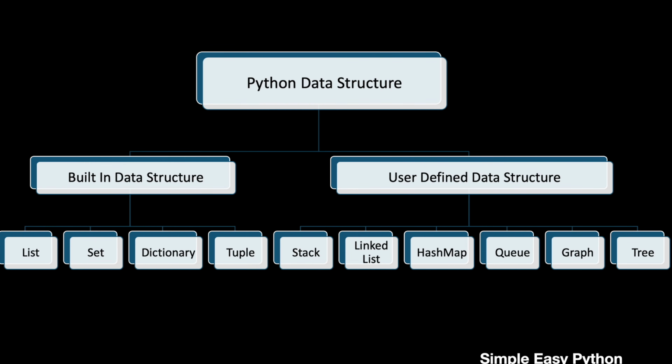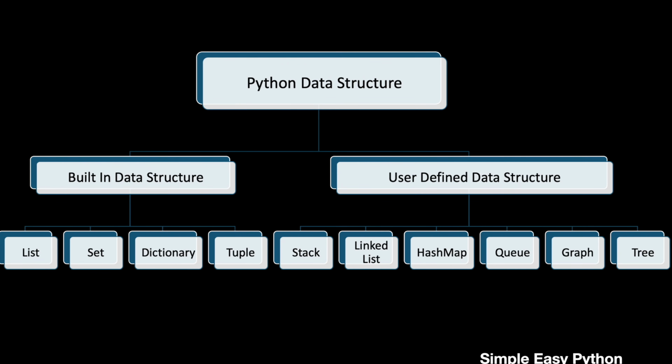Coming to Python, we can divide the data structure into two parts. One is the built-in data structure and another one is the user-defined data structure. Under built-in data structure, primarily list, dictionary, tuple and set are there. And in the user-defined data structure you can have a stack, linked list, hash map, queue, graph, tree, etc. Again, in the built-in data structures, list, dictionary and set are mutable, meaning that they can be changed. In a dictionary, keys are unique, but values can be changed.